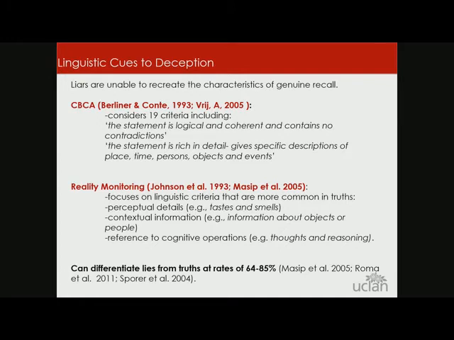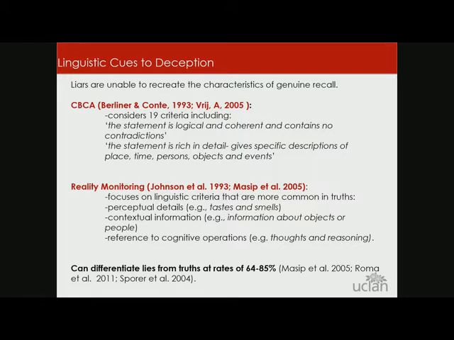So we know there's a lot of literature out there which suggests that people's language differs when they lie compared to when they tell the truth. And we think that this happens because liars aren't able to recreate the characteristics of genuine recall. For example, there's some literature to suggest that liars use fewer self-references, give less sensory and perceptual detail, and use more cognitive mechanism words.